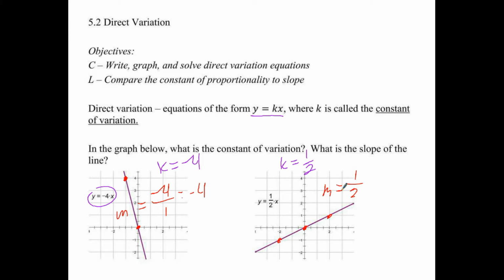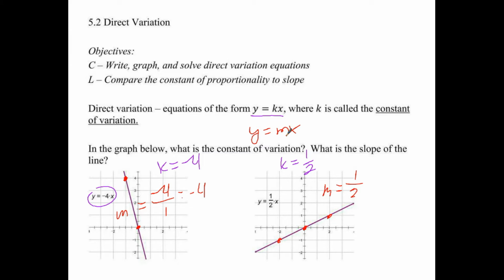What do you notice between these two examples? The constant of variation and the slope are the same thing. Okay? So in these equations, y equals kx, instead of the letter k, we could use the letter m instead. So y equals kx, we could say y equals mx instead and have the exact same thing. Okay? So k is the slope. M is the slope also.